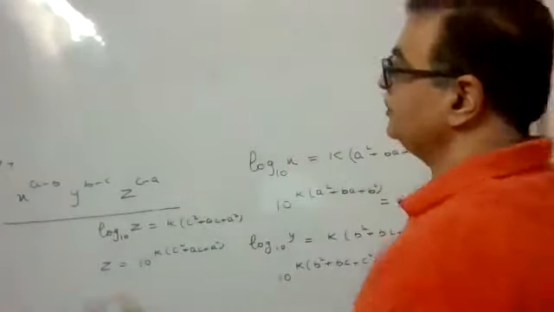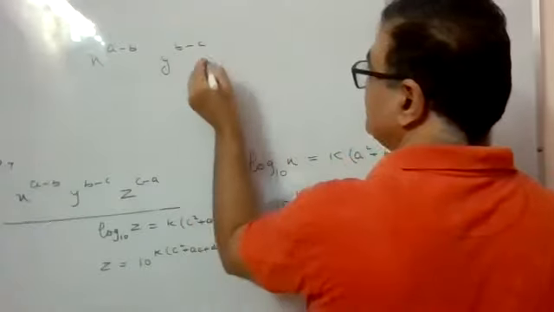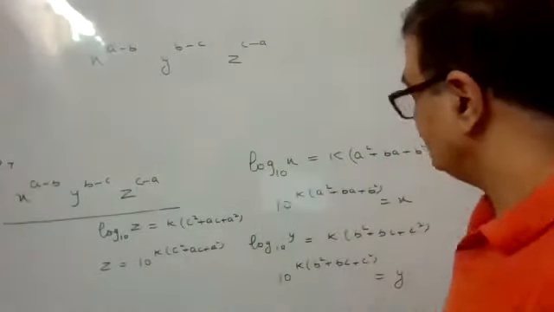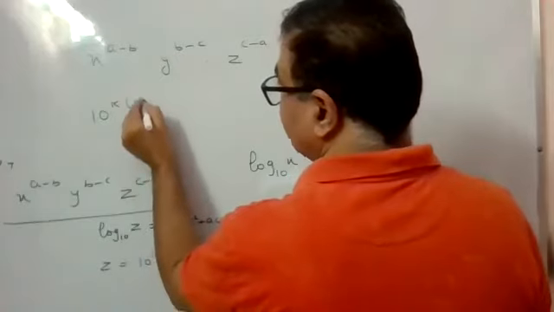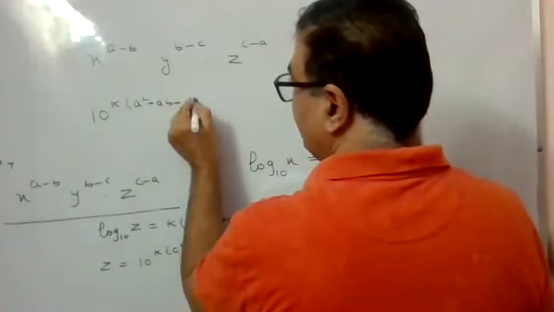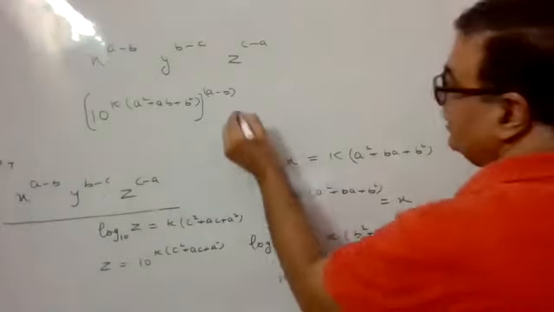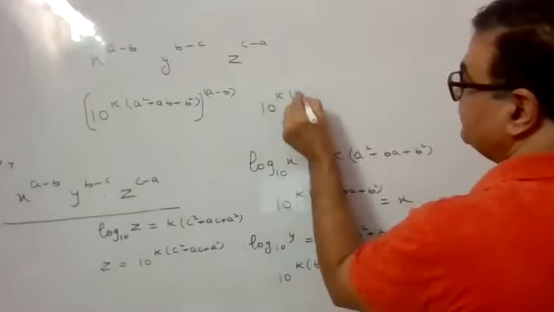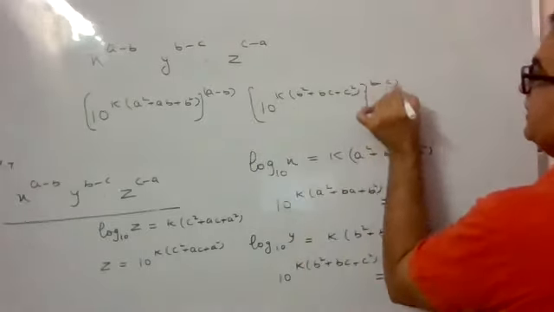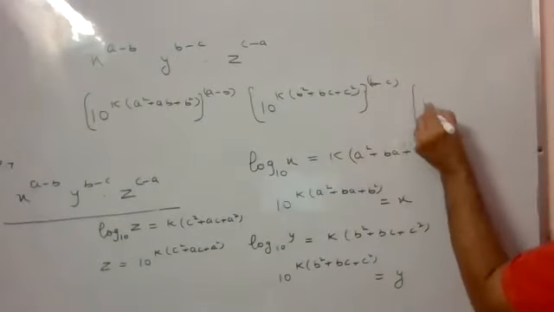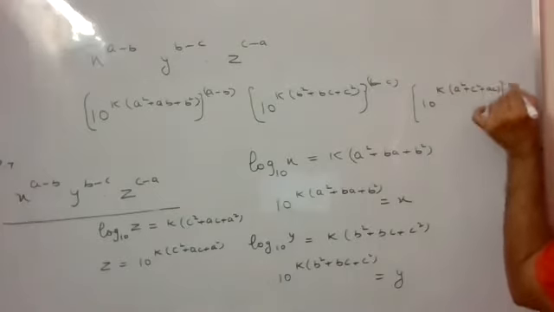Now I come to my question. x power a minus b into y power b minus c into z power c minus a. What is x here? 10 power k times a square plus ab plus b square, whole power a minus b, into 10 power k times b square plus bc plus c square, power b minus c. Then comes 10 power k times c square plus ac plus a square, and then power c minus a.